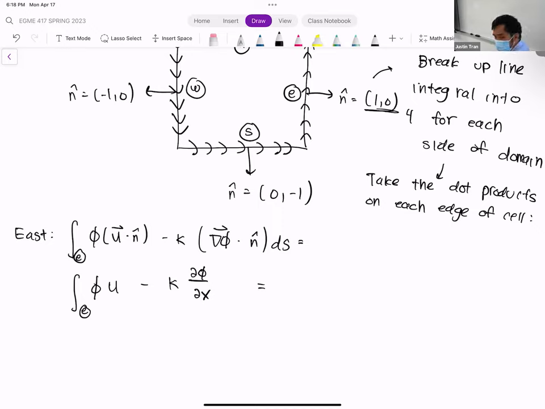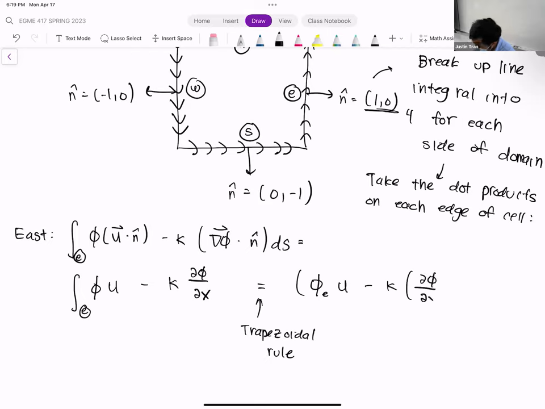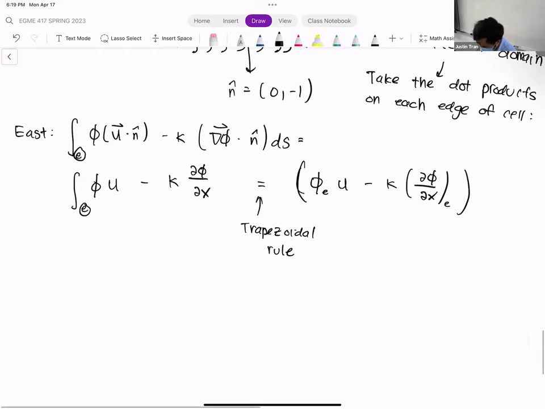Now that we've simplified this as much as we can, there's not much more we can do. Let's evaluate this on the east edge using our trapezoidal rule. This becomes phi sub little e times u minus k partial phi partial x. I do the same thing for all the other sides.